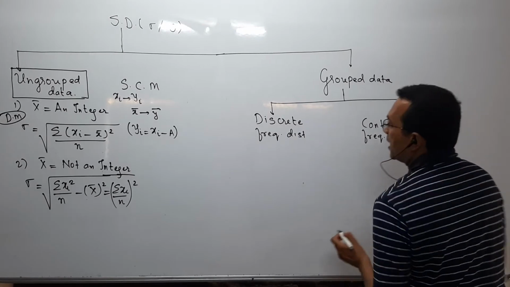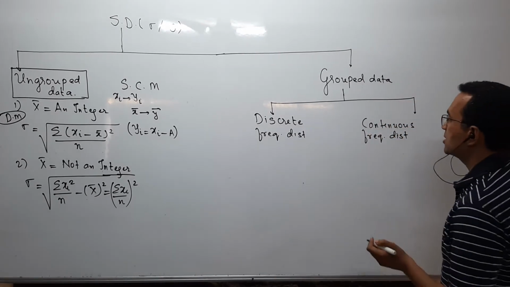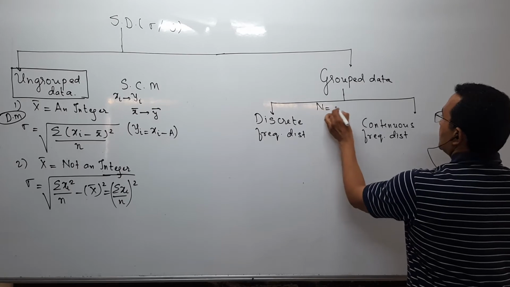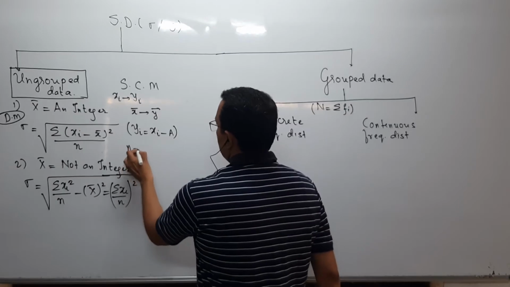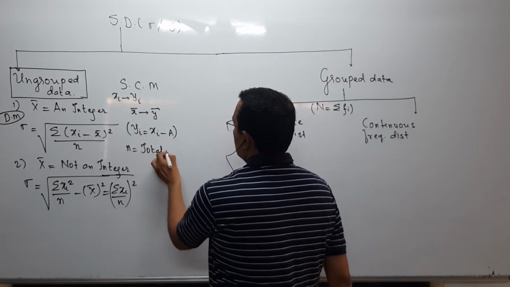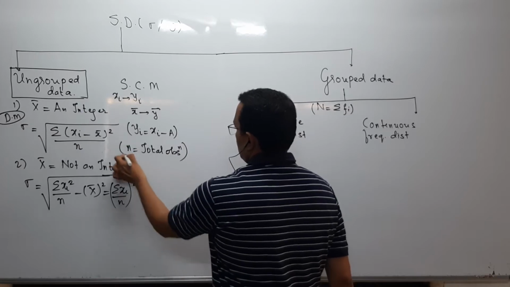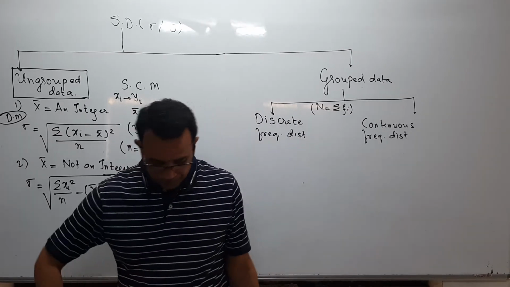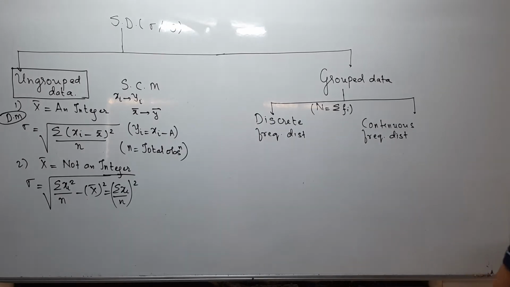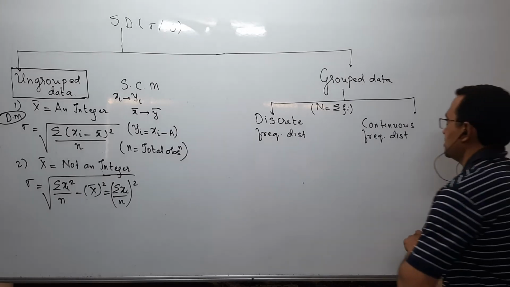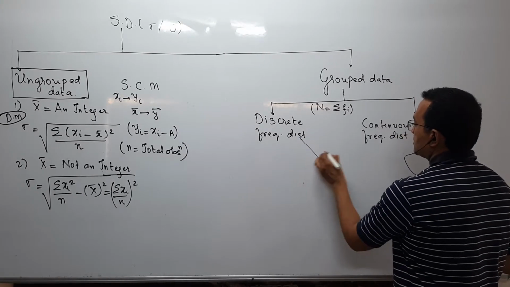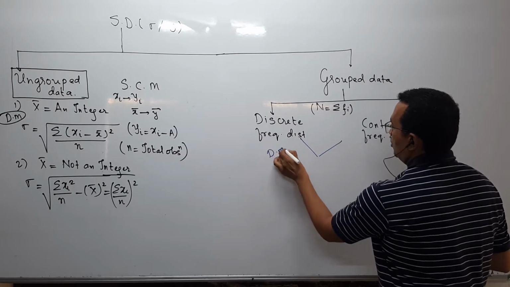Now students, the condition criteria remain the same. When x bar is an integer, here capital N will be summation of fi, and here small n denotes total observations. Students, small n denotes total number of observations, and capital N denotes total frequency. So the formula for both the series is the same, the direct method formulas.